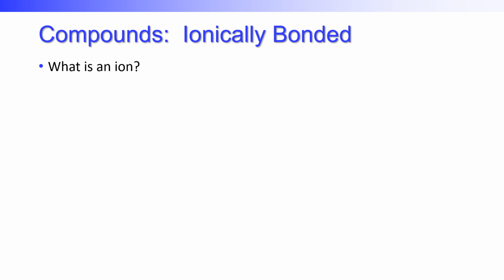Now, when we're forming compounds, the type of bond that's going to hold them together makes a difference. And here on the slide, we're starting off with ionically bonded compounds. So we have to first of all ask, what is an ion? Well, an ion is an atom that has either gained or lost electrons. And the reason why it does that is because it improves the stability of the atom in doing that.